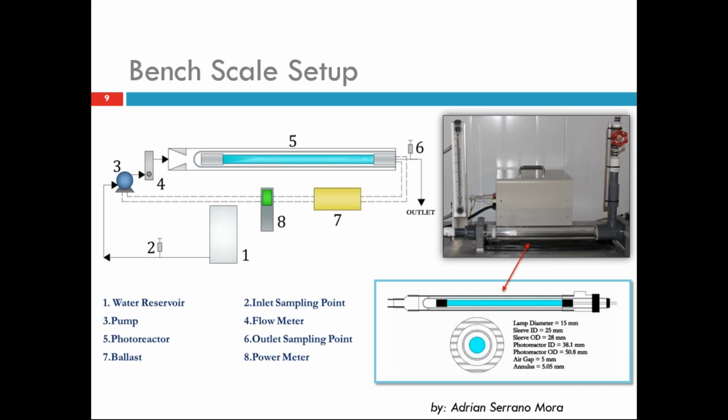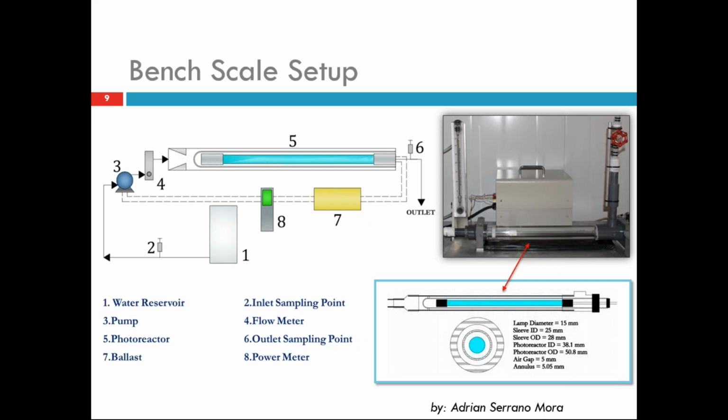Here we see the schematic for the bench scale flow-through reactor. The solid lines we see are the water connections, while the dotted lines are the electrical connections. We focus on the solid lines, or the water connection. So water flows into the reactor all the way from 1 to 3 and enters the photoreactor at 4.